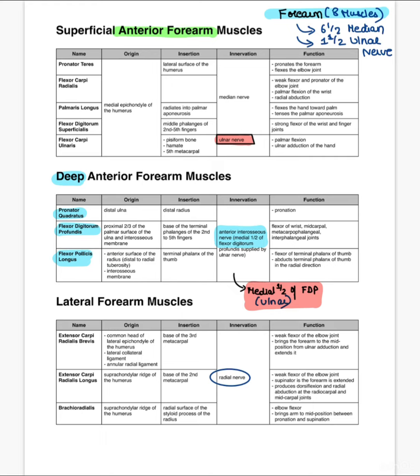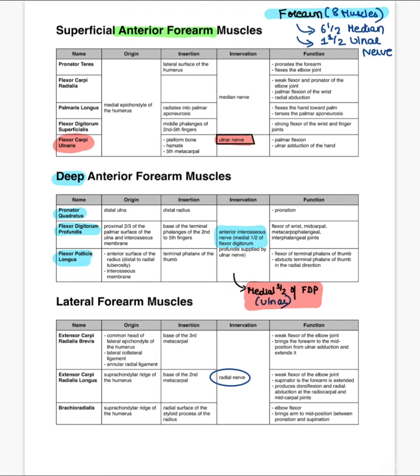Out of these 8 muscles, remember 6.5 are supplied by the median nerve and only 1.5 are supplied by the ulnar nerve. So it's better to remember the 1.5 so that you remember the other things. First, the name which comes is flexor carpi ulnaris. Towards the ulnar side, the ulnar nerve will be there. Also we had one more, flexor digitorum profundus, a big muscle that is supplying the digits.